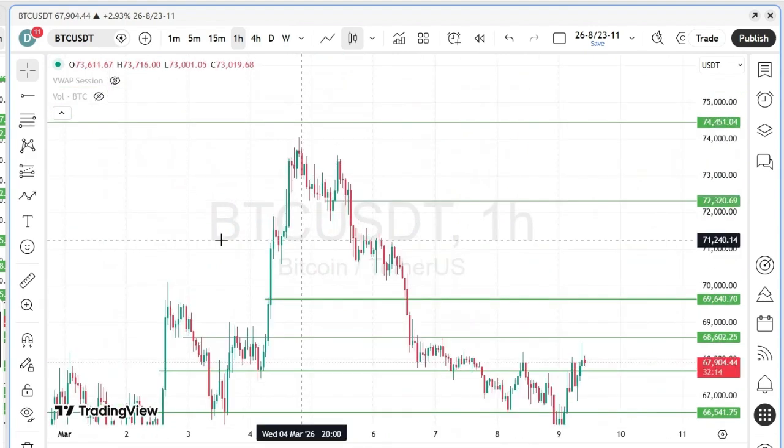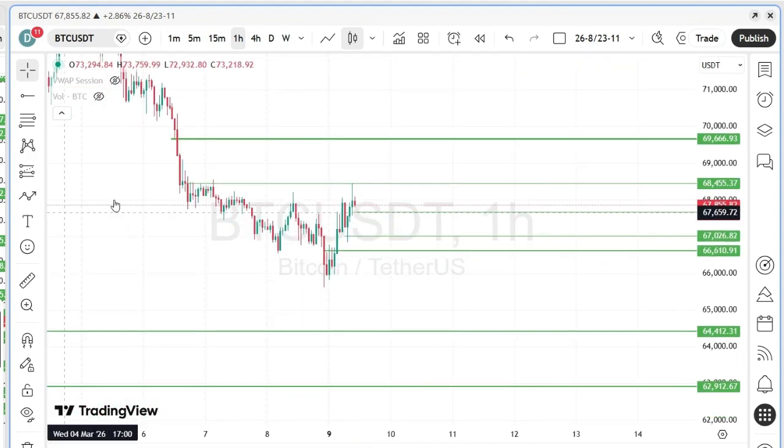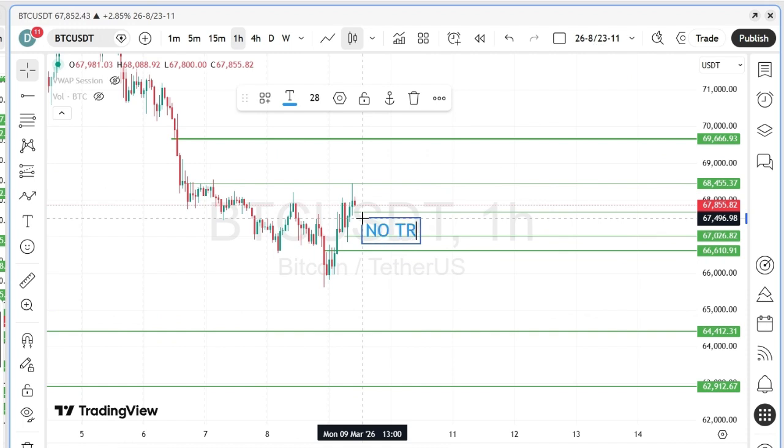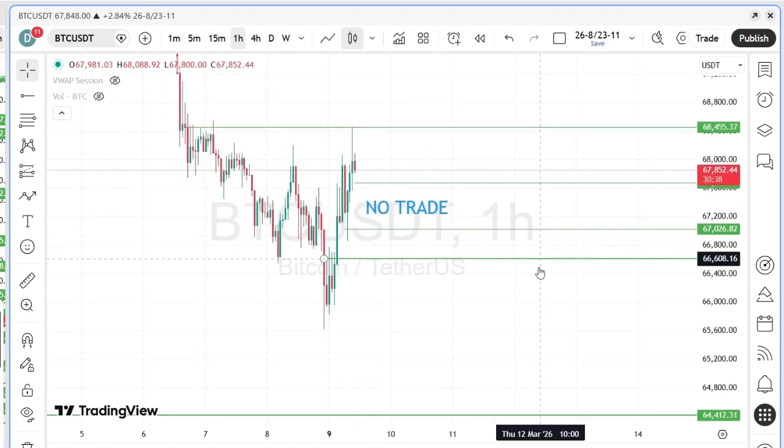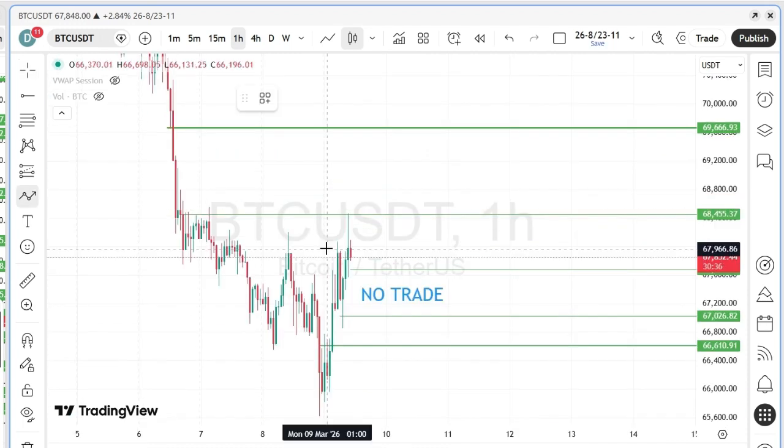So now I'll modify new support and resistances. Support and resistances have been modified. So this whole zone will be a no trade zone. So better not trade in this zone. Above this level only we can look for buying opportunities.